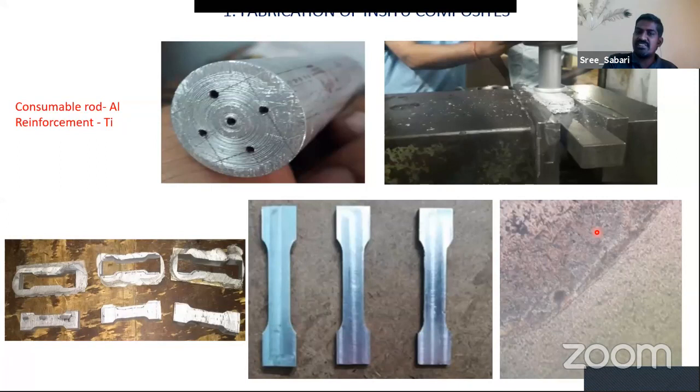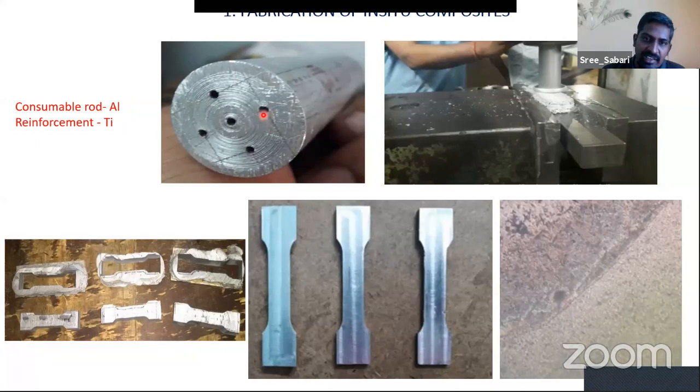So how can you do that? Here there is a consumable rod. You can drill a hole and fill it with powders. It may be a ceramic powder. In my case, I used an aluminum rod and the reinforcement is titanium powder. You can also use metallic powder based upon the need. I used titanium powder because you can reduce the incompatibility between the matrix and the reinforcement.